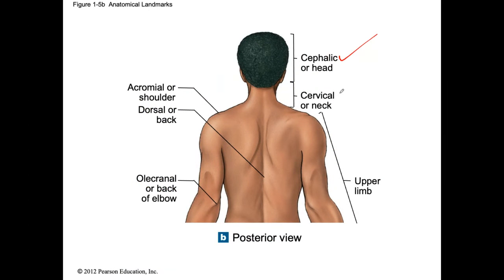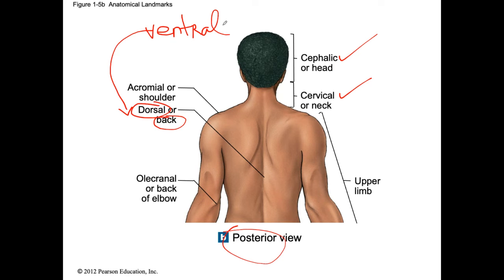Cephalic is head, cervical is neck. Another word for the back is called dorsal. And another name for the front would be ventral. So the opposite of dorsal is ventral. Dorsal is the back, ventral is the front. Dorsal means posterior, ventral would be anterior.